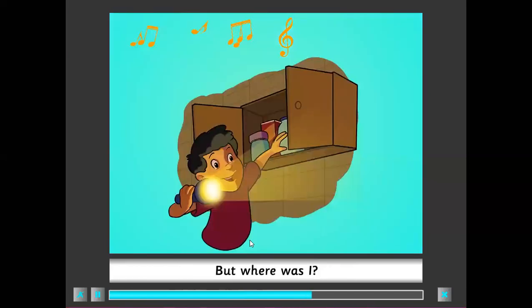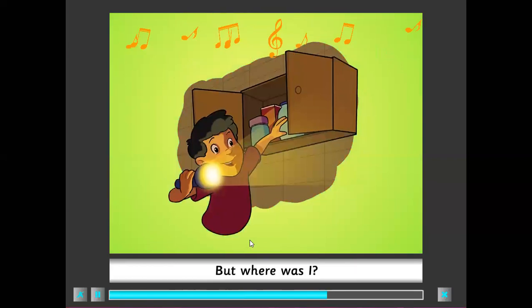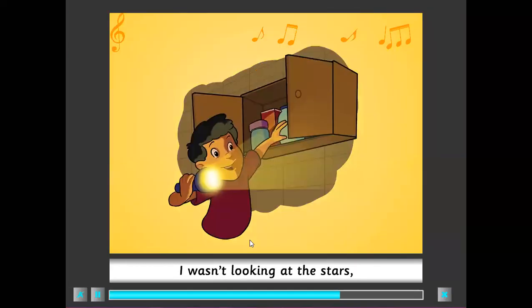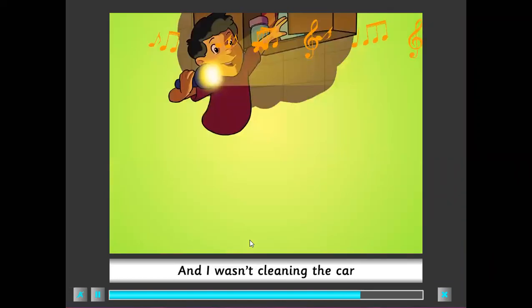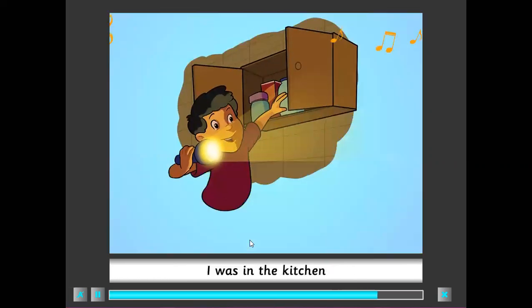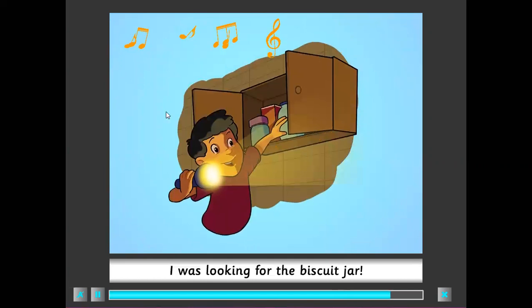But where was I? I wasn't looking at the stars, I wasn't watering the plants, and I wasn't cleaning the car. I was in the kitchen, I was looking for the biscuit jar.